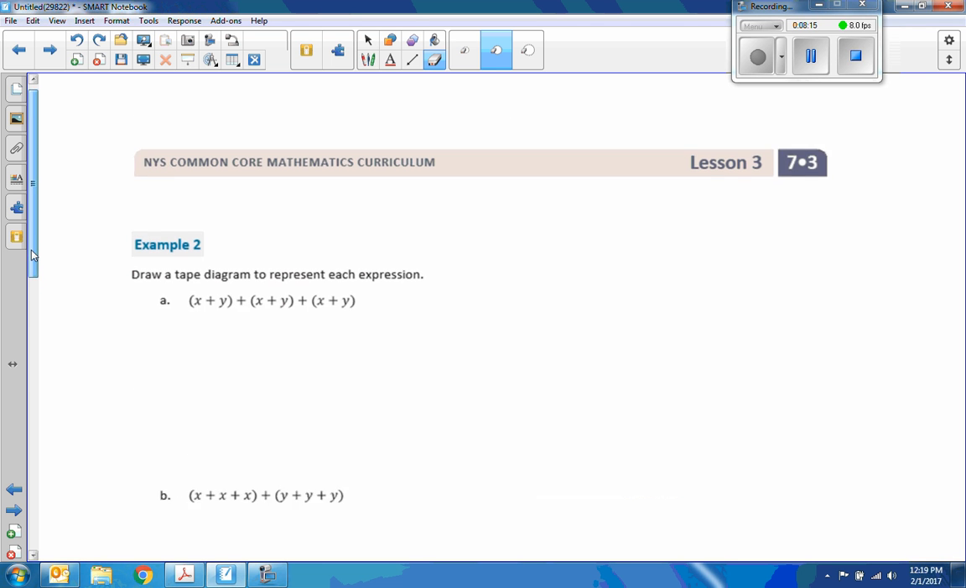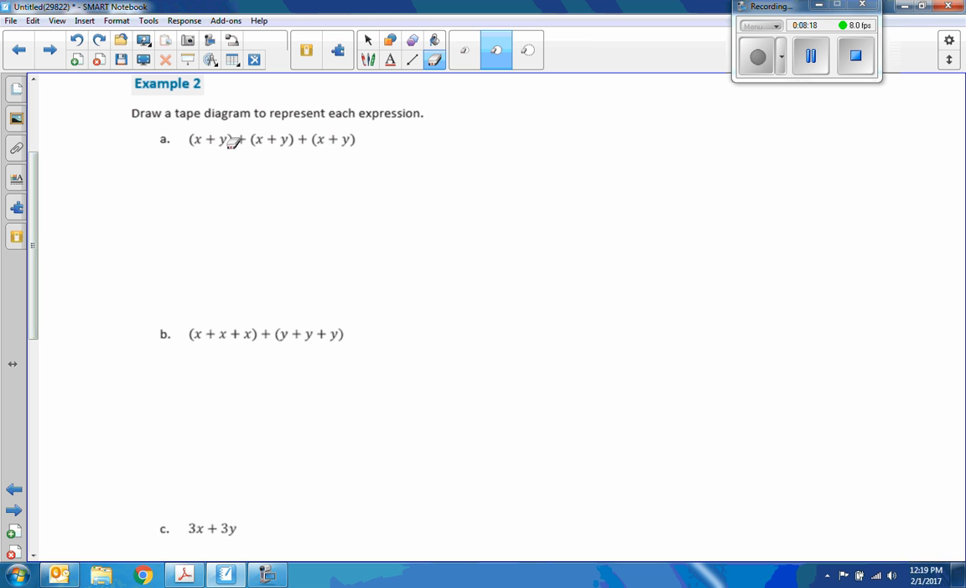All right, example 2. Draw a tape diagram to represent each expression. Okay, so I have x plus y. So if I make x one rectangle, and I make another one, y, make it larger so they're not equal, there's x plus y. So I call this x, call this y. What I need to do is repeat that the number of times I have it.